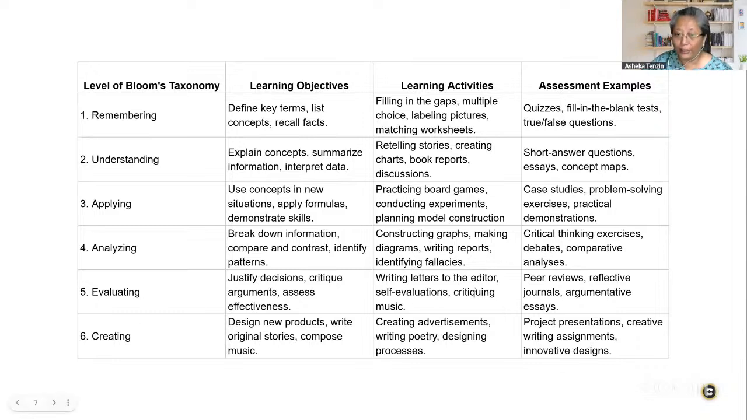For evaluating, you can ask the students to write letters to the editor, do self-evaluation, and to critique whether it is art, music, or any write-up. For creating, you can ask them to create advertisements, write poetry, design different processes, okay, design a lab experiment, that would be creating. And for assessment examples, for remembering, you can give them a quiz, you can give them a fill in the blank test, and you can give them true or false questions, because this is just recall.